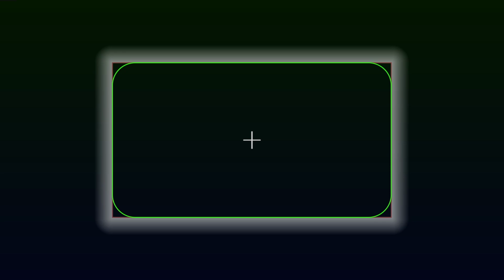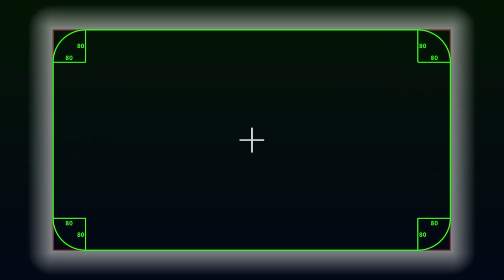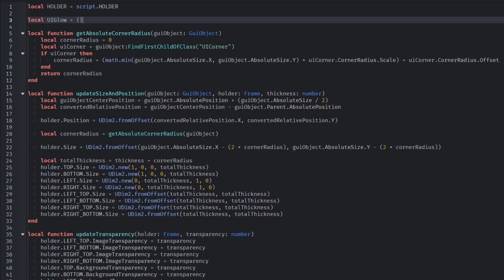Rounded corners? We need corner radius compensation. Calculate the absolute corner radius, subtract it from main size. This keeps our corners aligned. Then, add corner radius back to thickness to maintain the glow distance. Now, let's see this math in action. When you do the calculations, your functions will look like this.